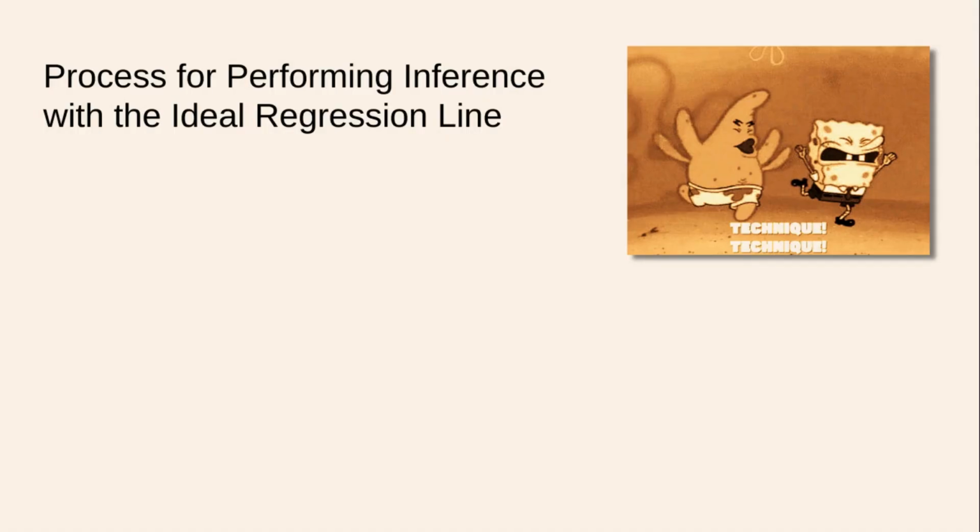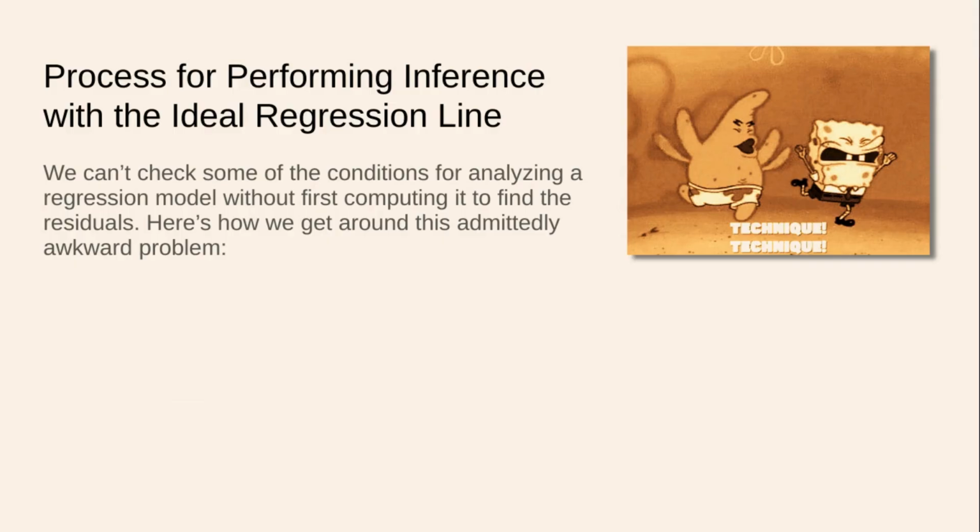All right, so there is a process for performing inference with an ideal regression line. And it's because of kind of an awkward problem. We can't check some of the conditions for analyzing a regression model without first actually computing the regression model to find the residuals. That's a little awkward. It's like we have to confirm that we can do something by doing the thing. But here's how we get around this admittedly awkward problem. Here's the technique, if you will.